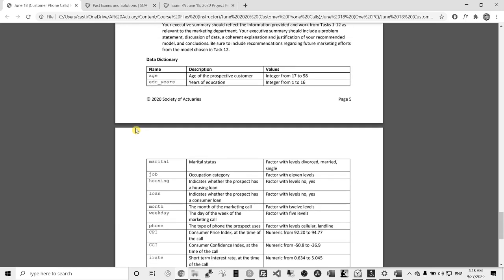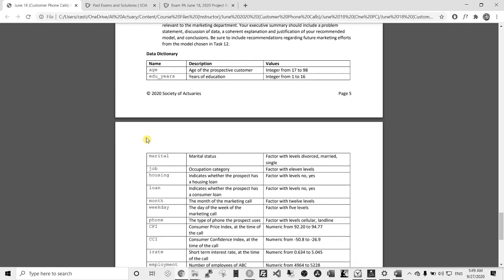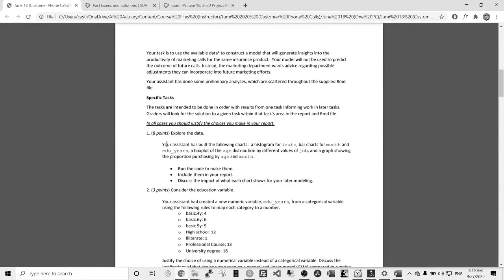And I look at the variables here, and I see that it looks like there's a mix of categorical and continuous variables. So let's go back up to the project statement and look at task 1. Task 1, explore the data. Your assistant has built the following charts: a histogram for I-rate, bar charts for month and EDU years, a box plot for the age distribution by different values of job, and a graph showing the proportion purchasing by age and month. Run the code to make them. So this implies that you should include all of these graphs.